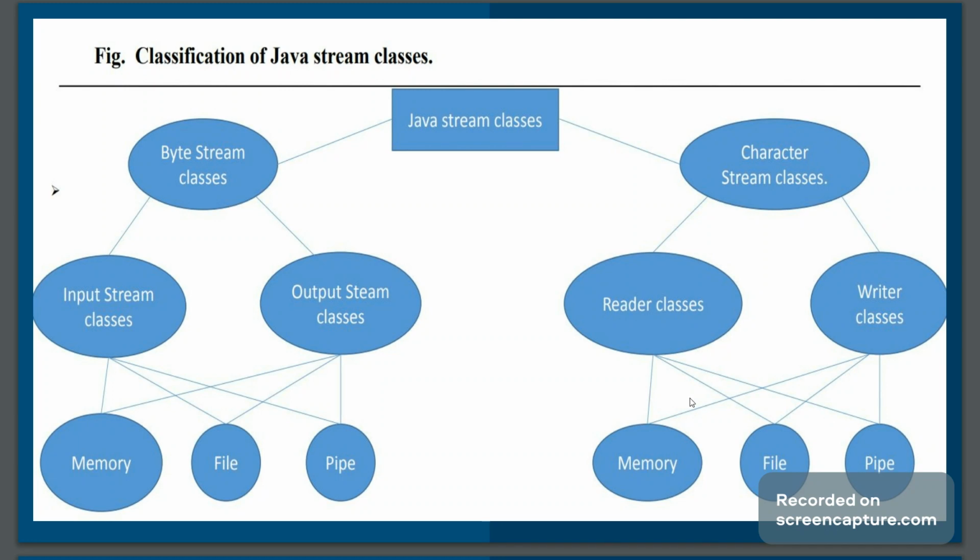Broadly, these are categorized into byte stream classes and character stream classes. Byte stream means your stream is reading or writing one byte at a time. Character stream means your stream is either reading a character at a time or writing a single character at a time. If you want to perform byte stream operations, you need the input stream and output stream classes. And if you want to perform character stream operations, you need the reader and writer classes. We will see that in detail.